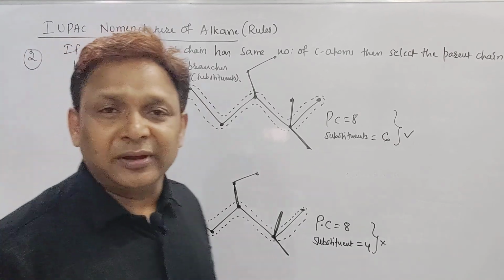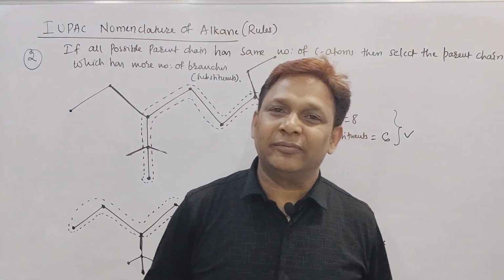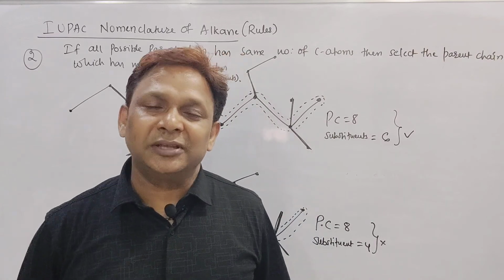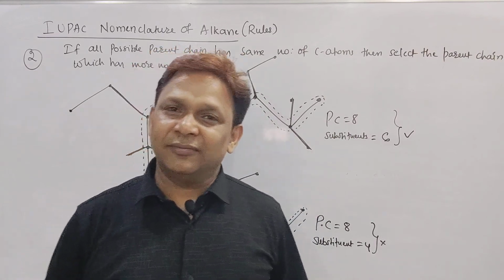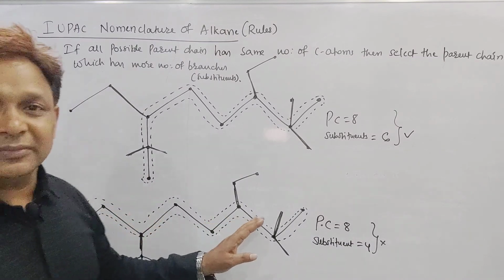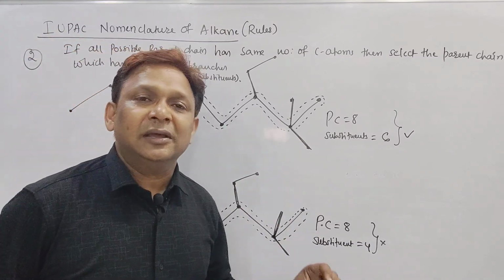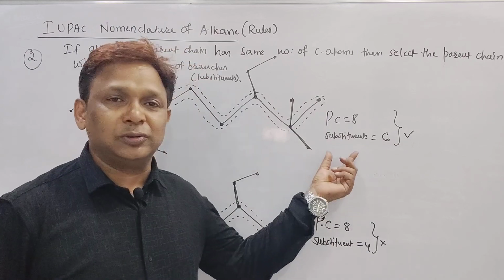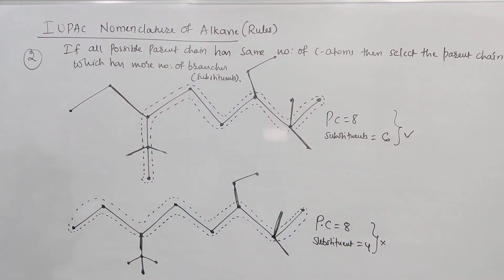Now beta, what is the first rule? Rule number 1 says the selection of the longest chain of carbon atoms. Rule number 2 says that if the parent chain is the same, then select the parent chain which has a greater number of substituents or branches. So we did according to that.